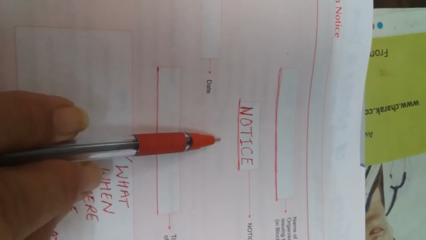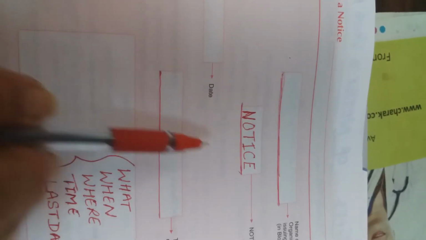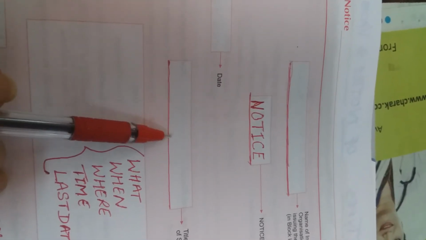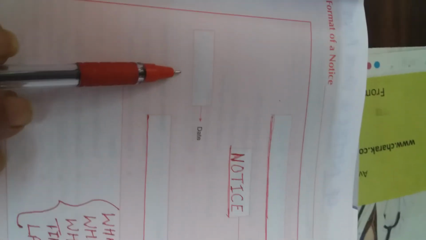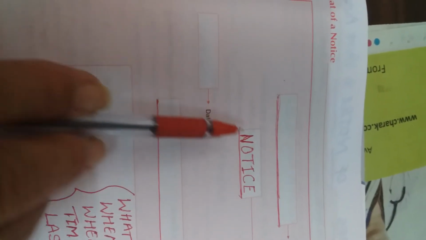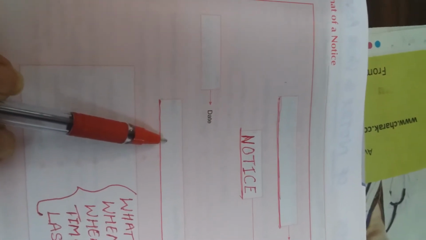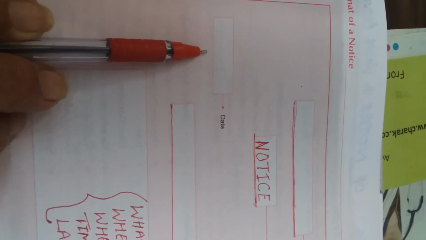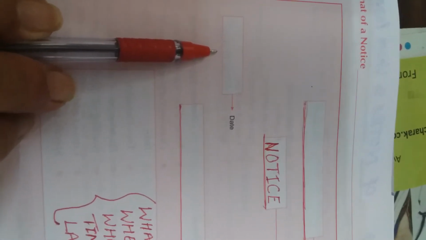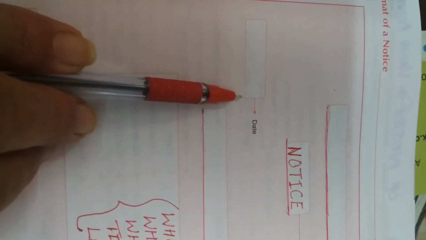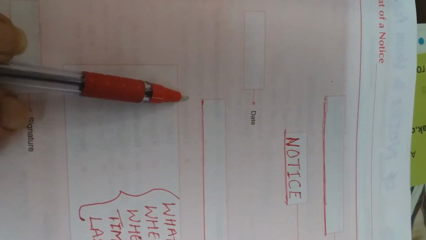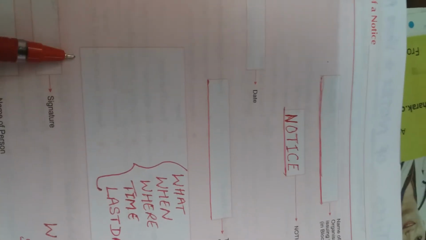Then you may leave one line for neat and tidy work, and here we write the title, an eye-catchy heading. The date, the day the notice is issued, should be written at the left hand side of the notice or between the notice and title. And the style of the date should be, suppose today is April 6, 2020. Then after that, leave one line and start the body of the notice.